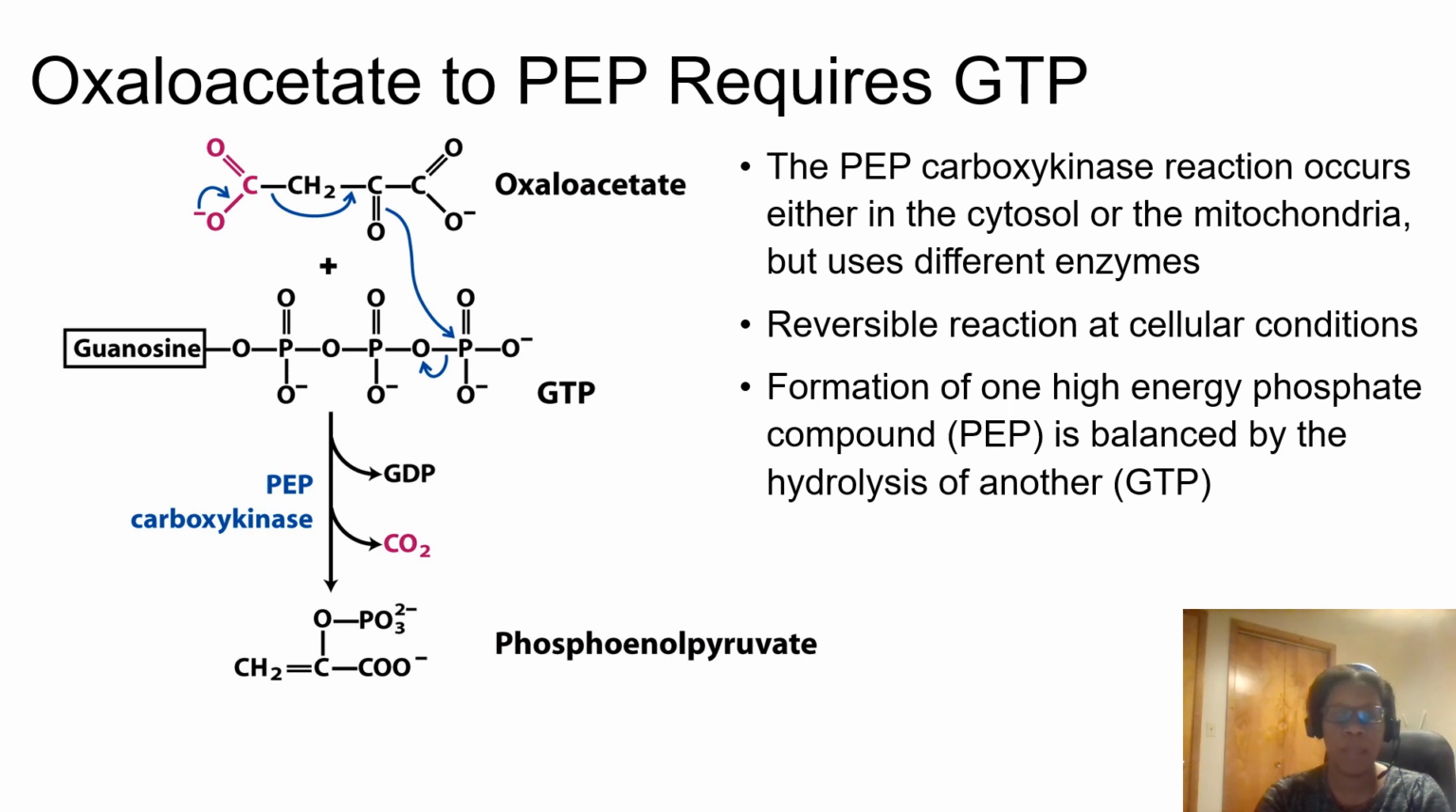So our first step in gluconeogenesis to go from pyruvate to PEP actually occurs in two phases. First, we create oxaloacetate, then we phosphorylate the oxaloacetate by PEP carboxykinase to create phosphoenolpyruvate. The PEP carboxykinase reaction occurs in either the cytosol or the mitochondria, but uses different enzymes. This is a reversible reaction under cellular conditions, and the formation of one high energy phosphate compound, the PEP, is balanced by the hydrolysis of a GTP.